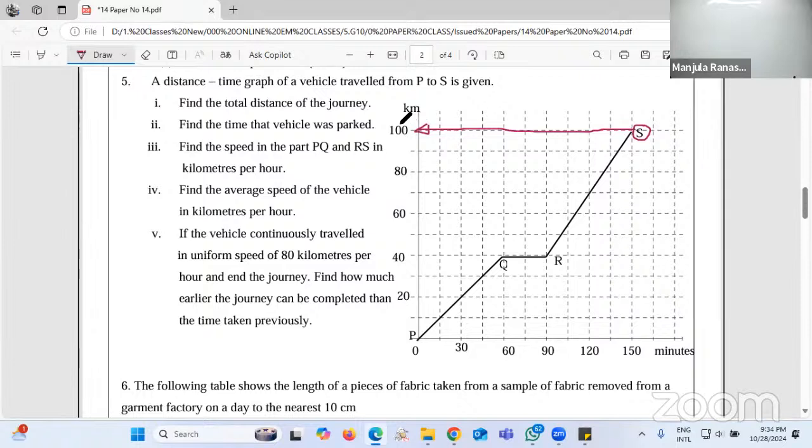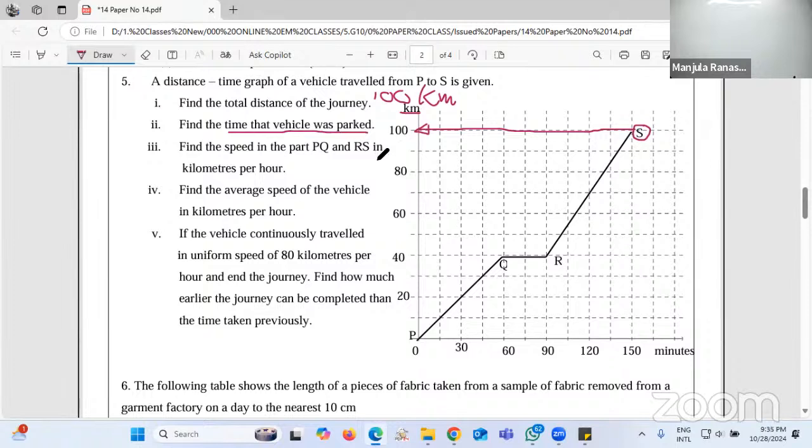The distance traveled is 100 kilometers, right? This is the kilometer axis. So you can write 100 kilometers. You have 2 marks. Correctly. I am writing using mouse. So 100 kilometers. Then find the time that the vehicle was parked.